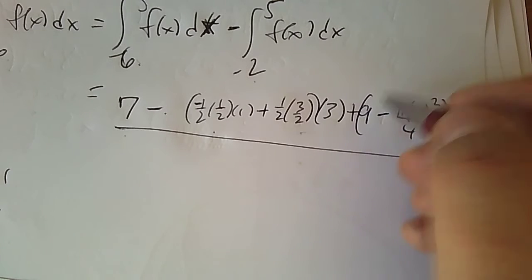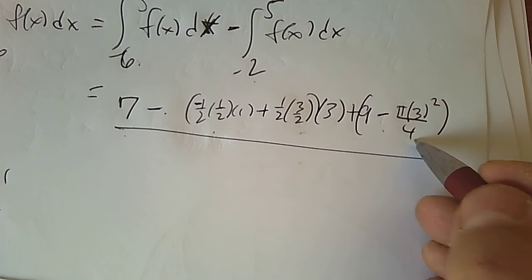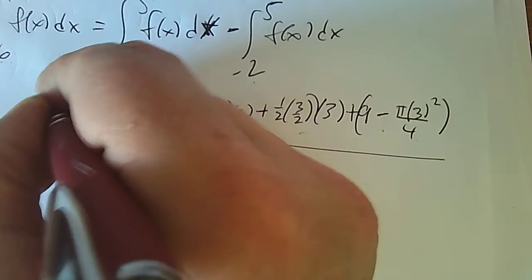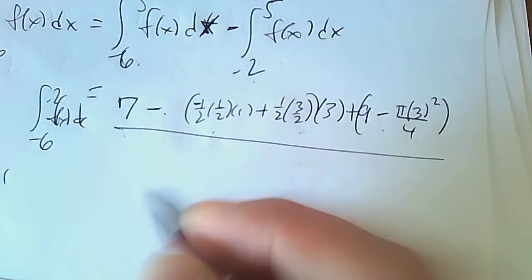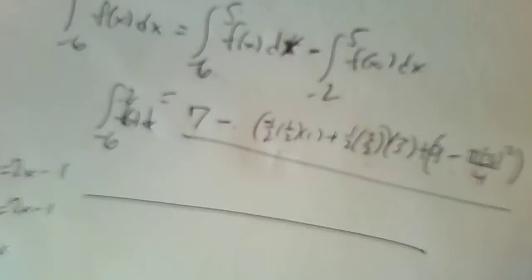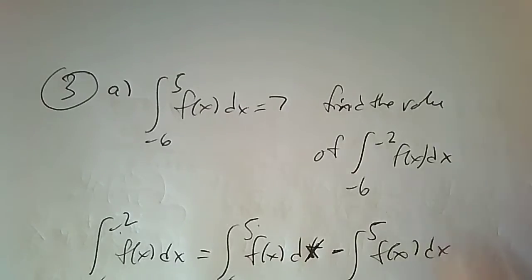And then I took the square, subtract the quarter circle to know the area underneath the circle. And I don't need to reduce it down. That is the answer. From -6 to -2 f of x dx. Done. All right, that's just part A. Let's look at part B.